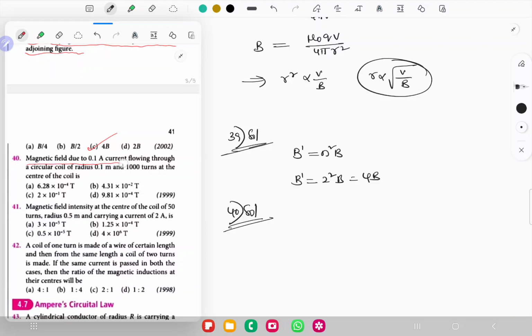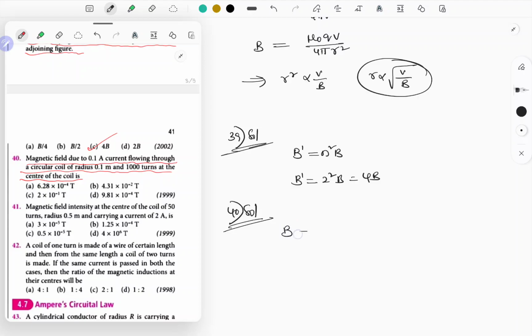Magnetic field due to 0.1 ampere current flowing through a circular coil of radius 0.1 meter and 1000 turns at the center of the coil is? Formula for magnetic field at the center of a current carrying coil. It's going to be 1000 turns into mu naught. Mu naught value is 4 pi into 10 power minus 7. Mu naught I value 0.1 divided by 2r.